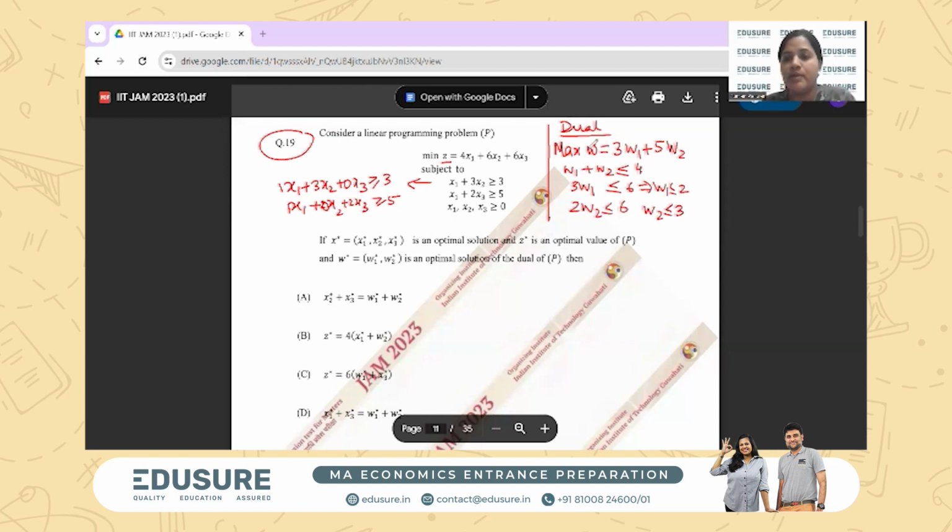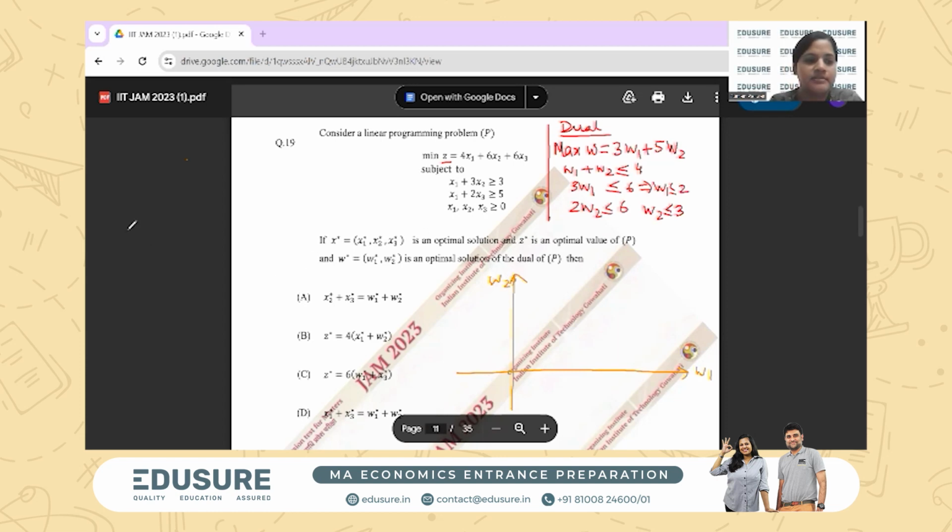Now you see that my dual depends on W1 and W2, which is a two variable case, which can be easily solved using the graphical method, the corner point method. So let us try to draw the graph of these inequalities and see how it will look. We'll make a rough graph. This is my W1 axis and this is my W2 axis. This is my point 0, 0, then 1, 2, 3, 4. I am going to make a rough figure.